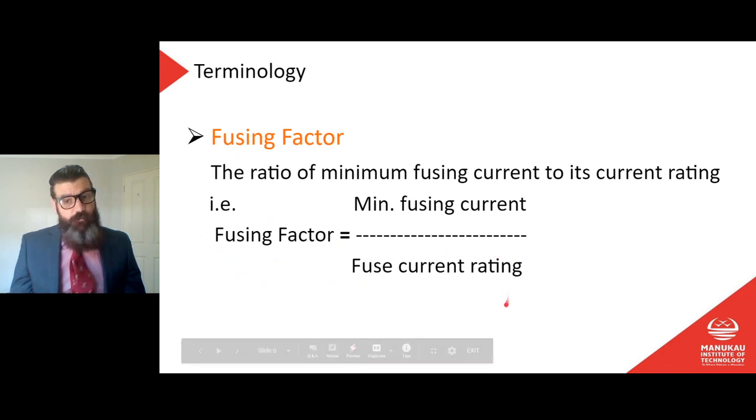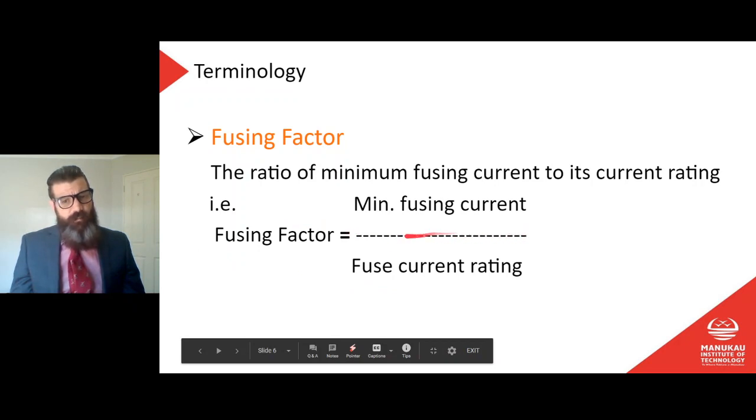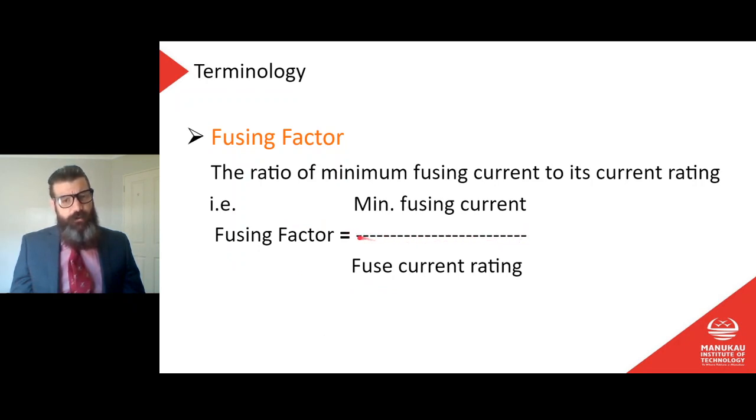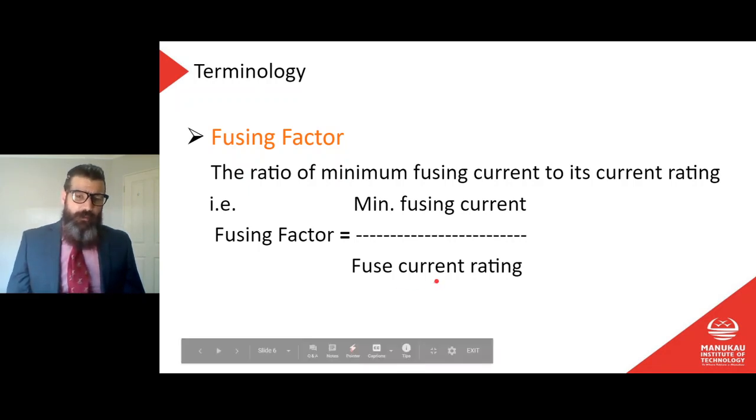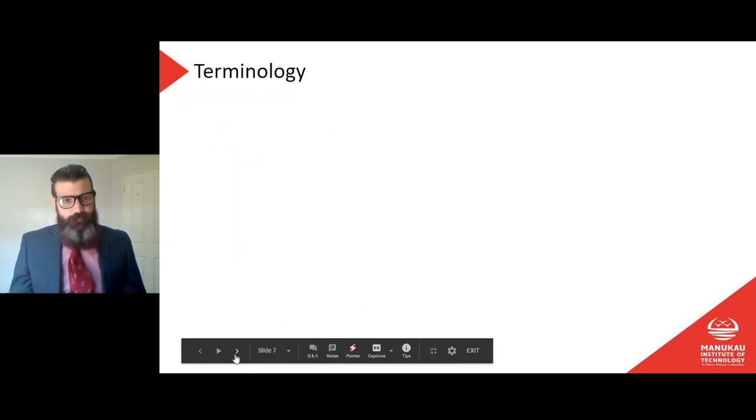Or if the fuse current rating goes up, the fusing factor goes down. That's just mathematically true because the fuse current rating is on the bottom of the divided by line. So every time this goes up, the answer goes down. So it's inversely proportional. Fusing factor is inversely proportional to the fuse current rating. Right, we all got that? Okay, let's move on. And tripping factor.